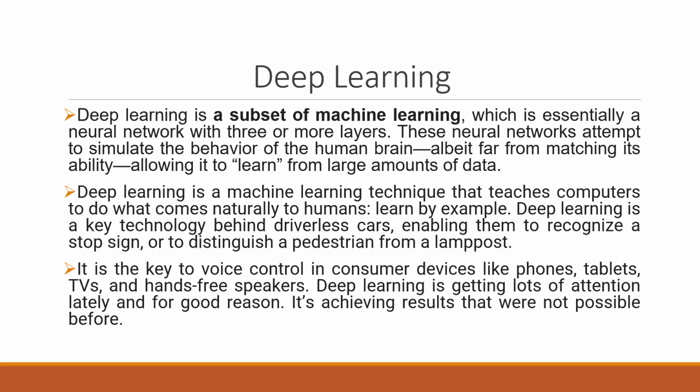Deep learning is a machine learning technique that teaches computers to do what comes naturally to humans: learn by example. Deep learning is a key technology behind driverless cars, enabling them to recognize a stop sign or to distinguish a pedestrian from a lamppost. It is a key to voice control in consumer devices like phones, tablets, TVs, and hands-free speakers. Deep learning is getting a lot of attention these days, and it is for a good reason. The results which we get here are basically the classification accuracy is much higher.